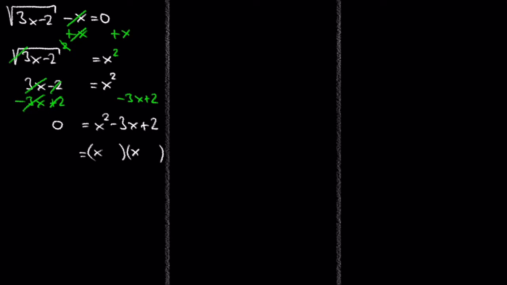Which two numbers multiplied give us 2, and the same numbers added give us positive 3? Feel free to pause the video and try to find the numbers. The numbers are 1 and 2, because 2 times 1 is 2, and 2 plus 1 is 3. We have to check our solutions because we have an even root index.